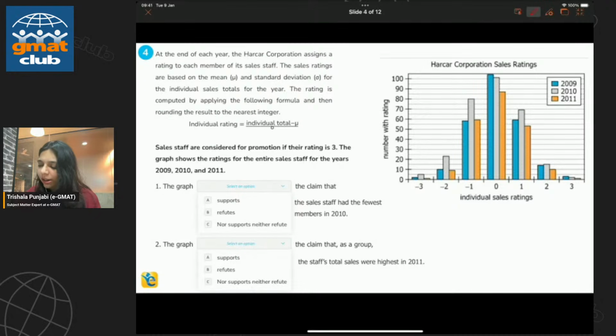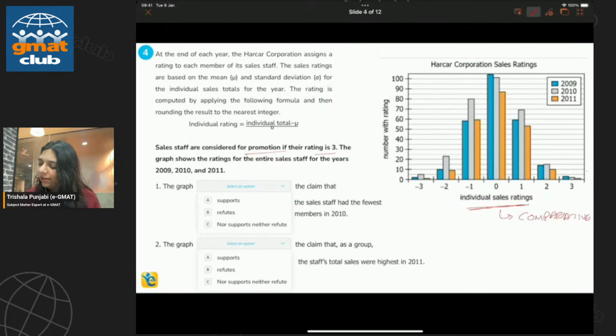Now let us look at what it's saying next. It says that sales staff are considered for promotion if the rating is 3. So if we look at the chart here, what is the x-axis? It is the individual sales rating, which are comparative.